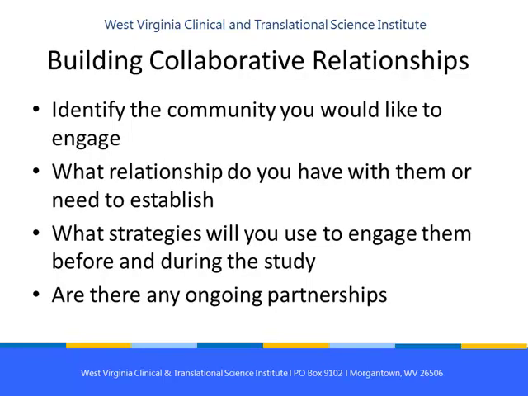So, building collaborative relationships. You need to identify the community that you want to work with. When I say community, I don't just mean the Morgantown community, the community within this home of WVU and WVU Hospital. Who are the people that you want to be working with? What relationship do you have with them already? Or are they people that you've never worked with and you need to establish those relationships?